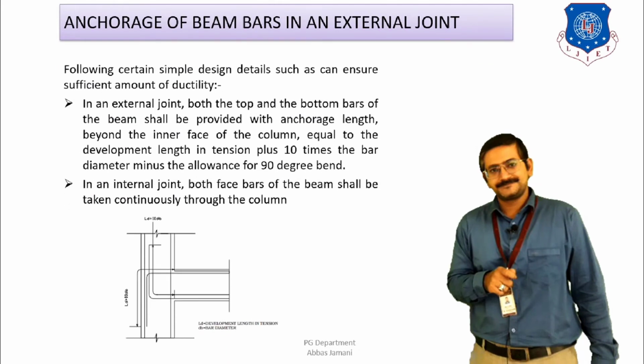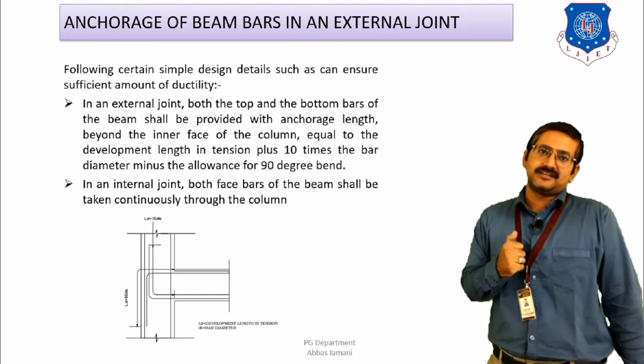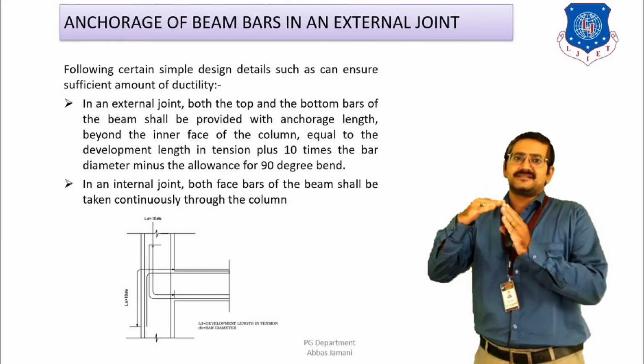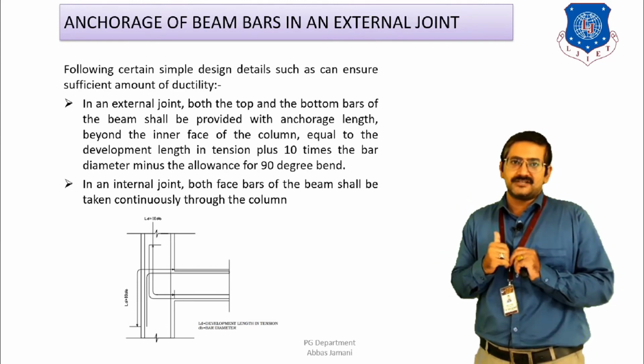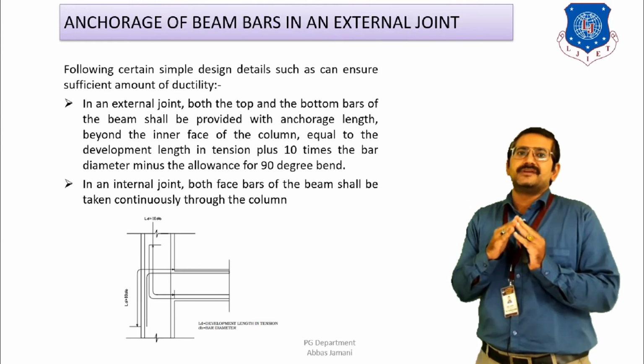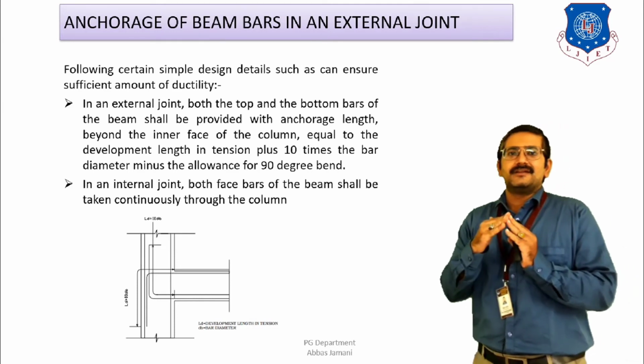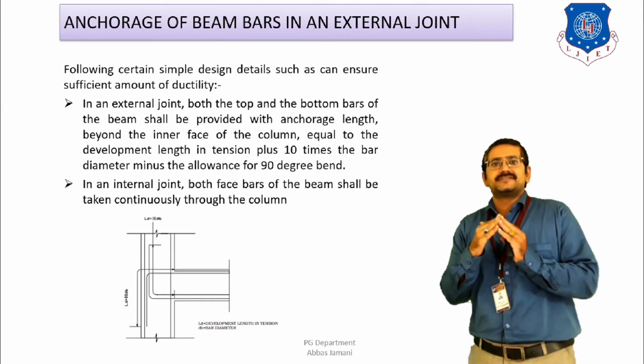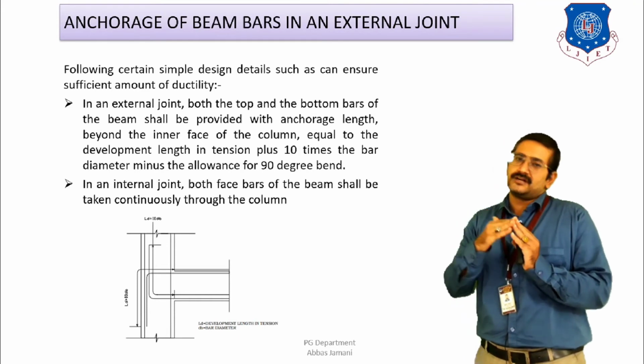Next we come to the anchorage of beam bars in the external joint, that is the beam column junction, right? Because we have talked about the beam column junction also, that these two elements are going to be cast monolithically, and they will act together, and as a result, the transfer of forces is going to be there from one member to the other member.